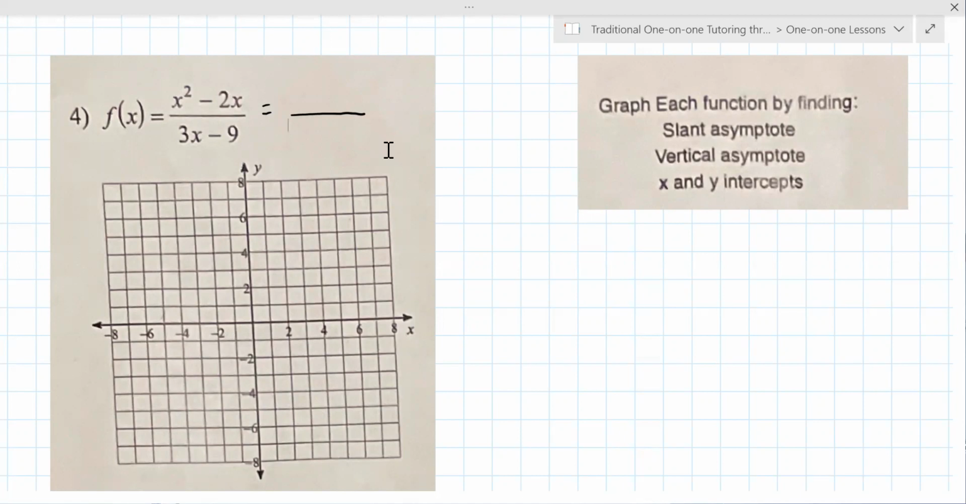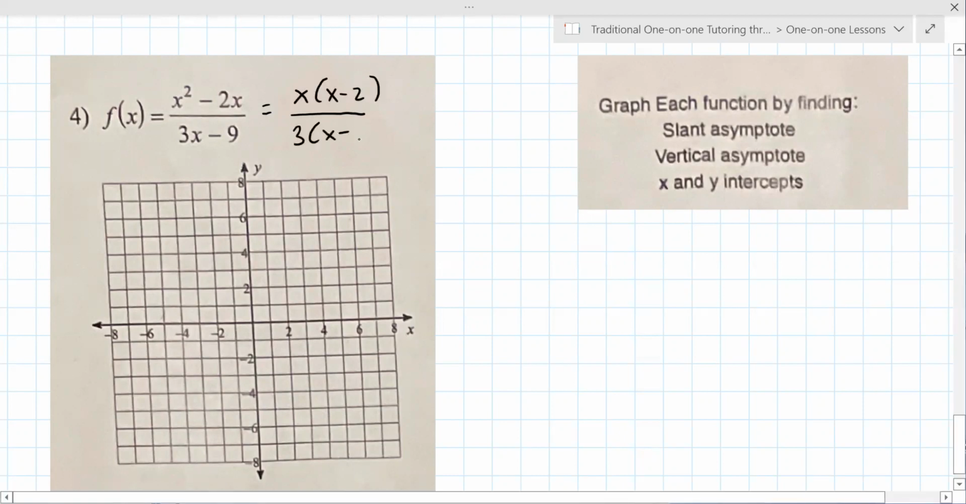So I got x parentheses x minus 2 over 3 parentheses x minus 3. Perfect. That's exactly what you want to get. And now we can actually do some of these things. So the first one you want to always try for is the vertical asymptote.